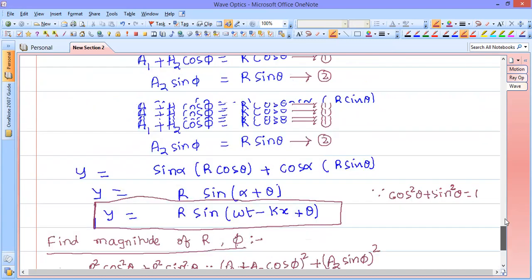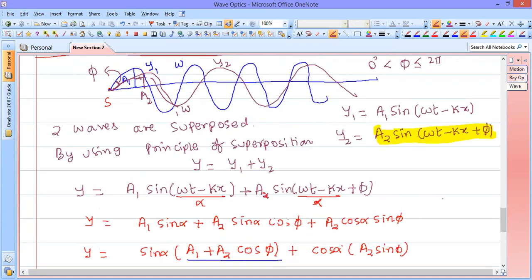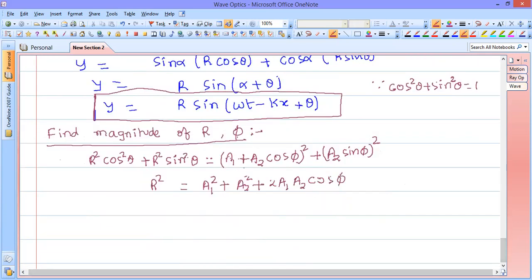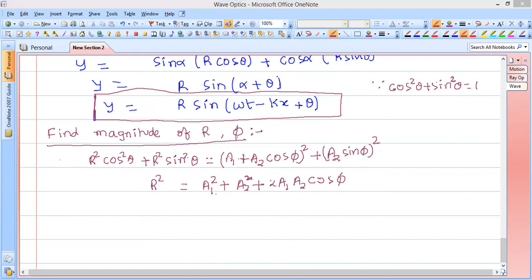Now, we consider two light waves having amplitudes A1 and A2, which are the same at any point of time. That means A1 and A2 are not varying at any point of time, so I will consider them as constants. This phi is the phase difference.